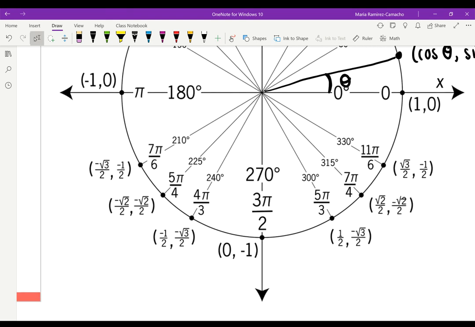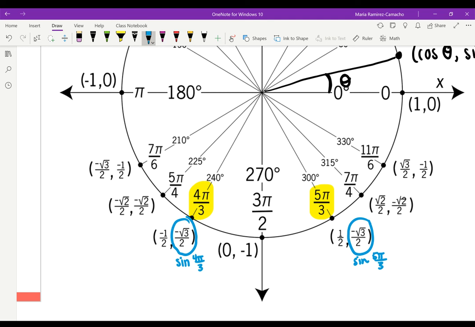We see that here and here. Again, the sine of that angle is your y-coordinate, and so the two angles that we're looking for here are 4 pi over 3 and 5 pi over 3. The sine of 4 pi over 3 is negative root 3 over 2, and same deal for the sine of 5 pi over 3. So those are our two answers, 4 pi over 3, 5 pi over 3.